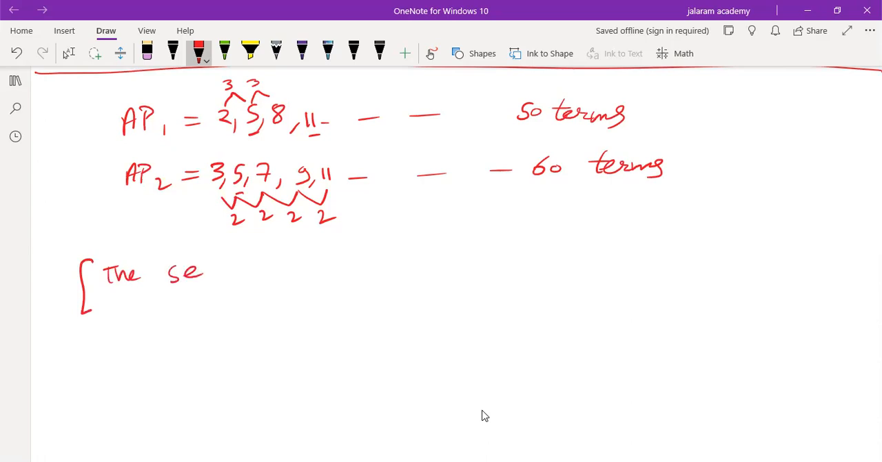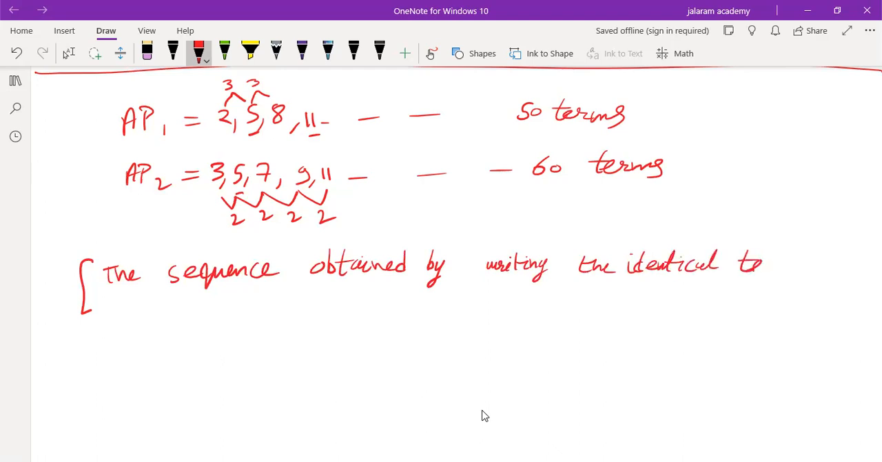The sequence or the series means progression, we can say. Write this also as the next property in your notes: the sequence obtained by writing the identical terms of two APs is also an AP. Always remember this.